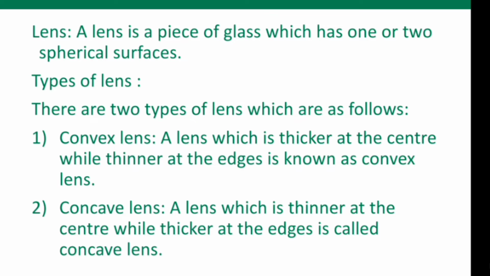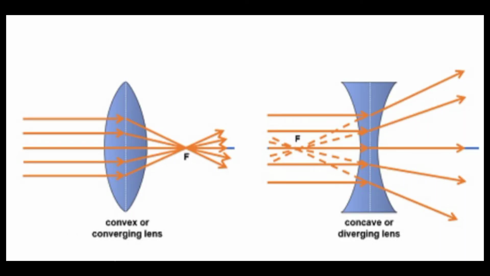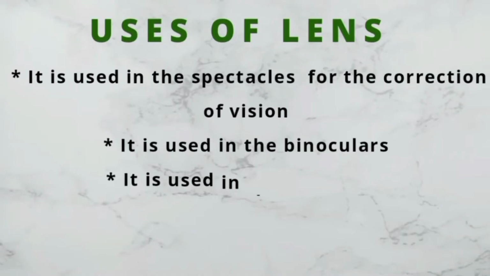Today we are going to study image formation by the lens. First of all, I want to tell you about the lens. A lens is a transparent piece of glass which has spherical surfaces. Any transparent piece of glass which has spherical surfaces is known as a lens. And what are the uses of the lens?